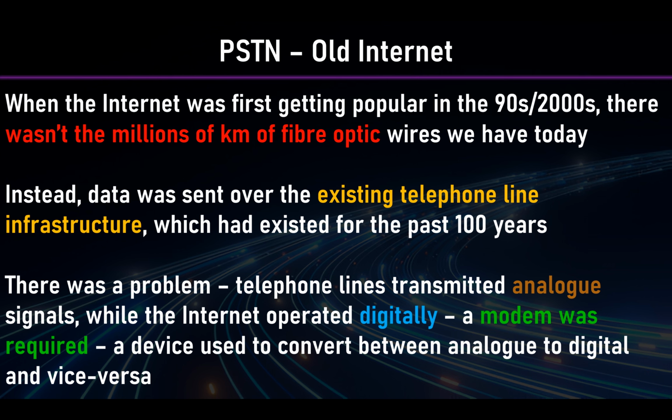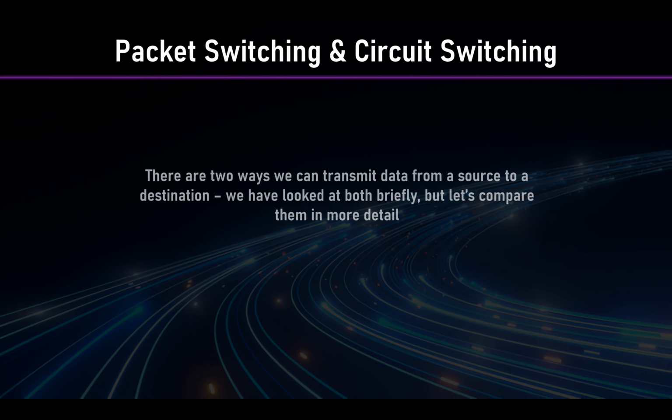Telephone lines are going to transmit analog signals, while the internet operates digitally. Therefore, we need a modem, and that modem is going to convert from analog to digital, and vice versa, just so they can understand each other.